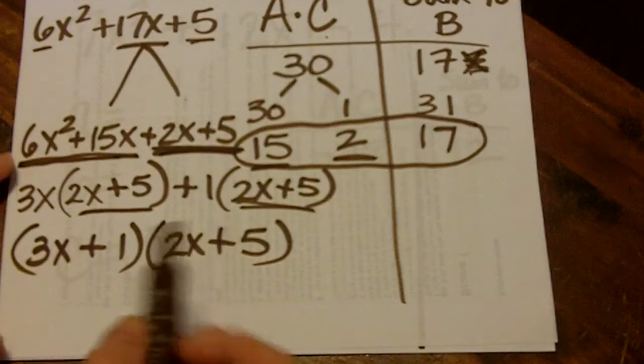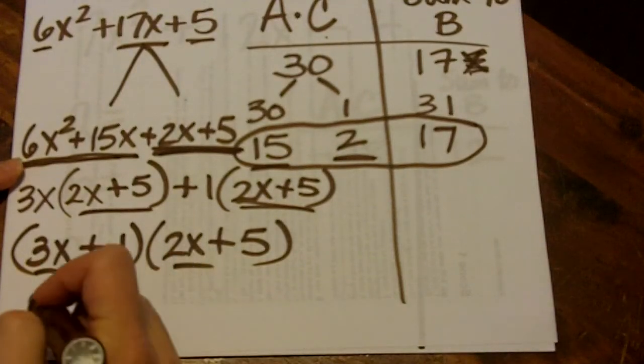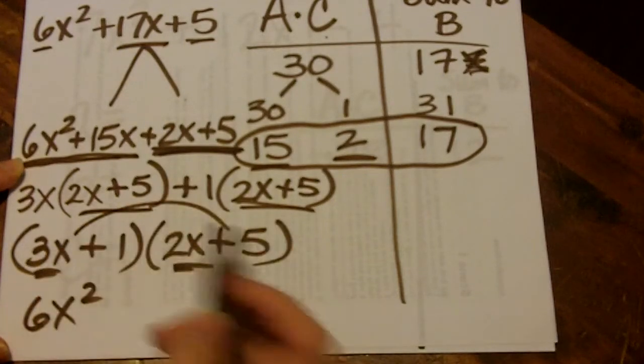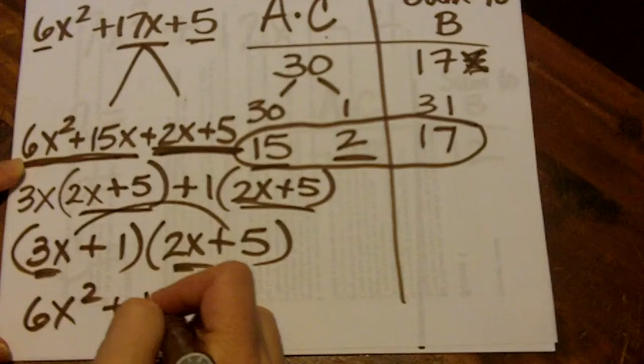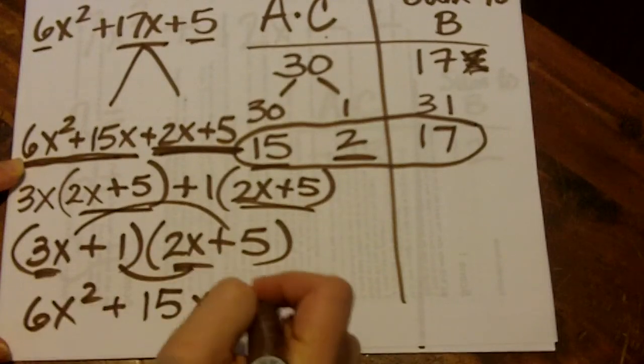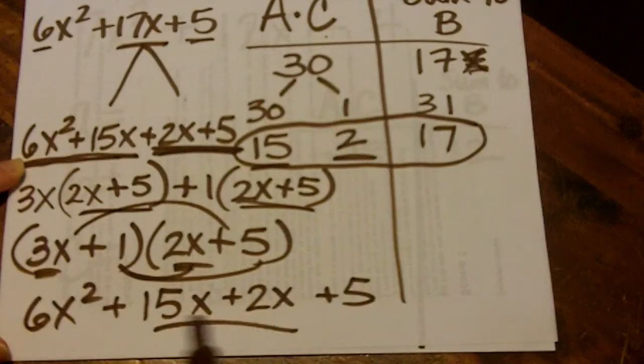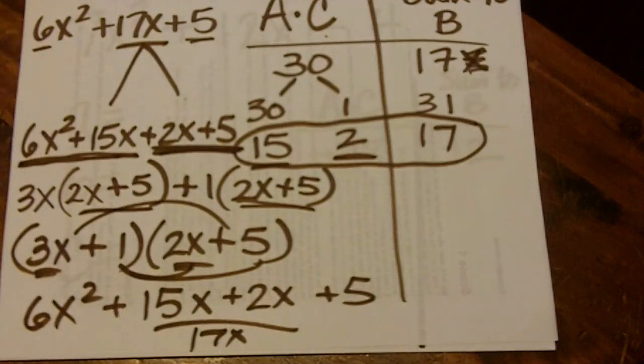Now to check it, I'm going to just do FOIL, just to prove to you that we have indeed found the correct answer. The first term times the first term, 6x squared. We end up with 15x, we end up with 2x, and we end up with 5, okay? And of course these add up to 17x, so we know that we have indeed found our factors.